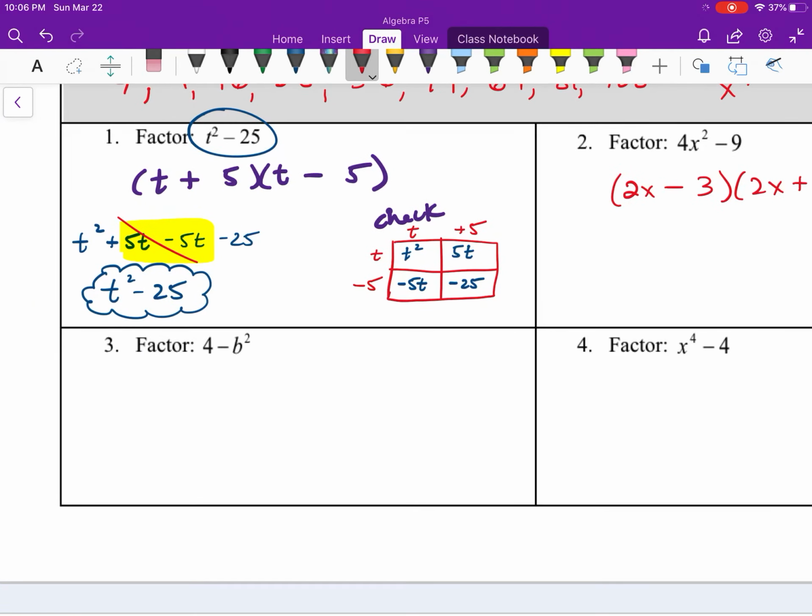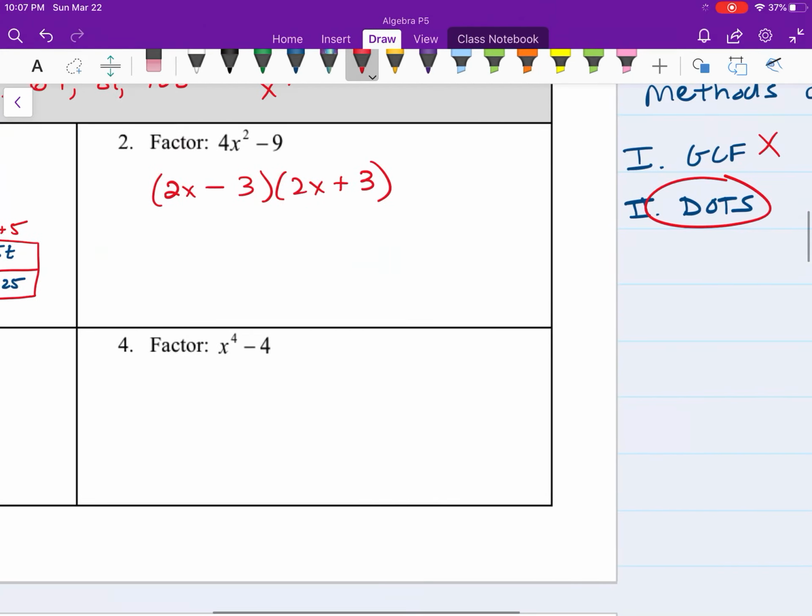Number 3. Again, nothing in common. 4b squared. Difference of two perfect squares. 4 is a perfect square. B squared is a perfect square. So double parentheses. 4, 2 times 2. B squared, b times b. One gets plus, one gets minus. Done.